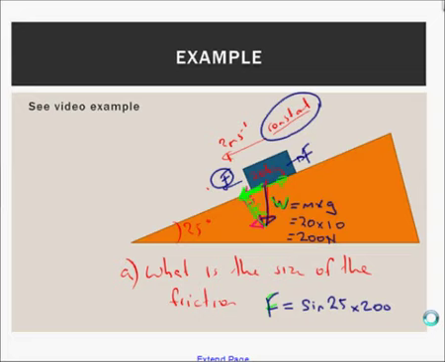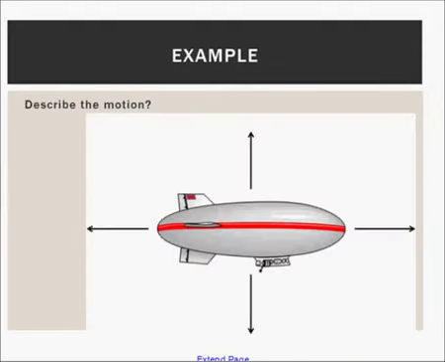So, working out the force, you've got opposite and hypotenuse. You chuck it all in, you get about 85 newtons. So that is the force going down the slope in this case. Got to move on. Describe the motion.